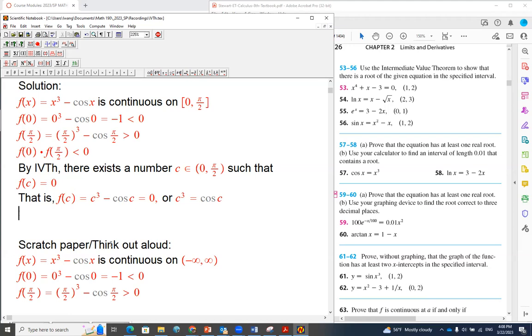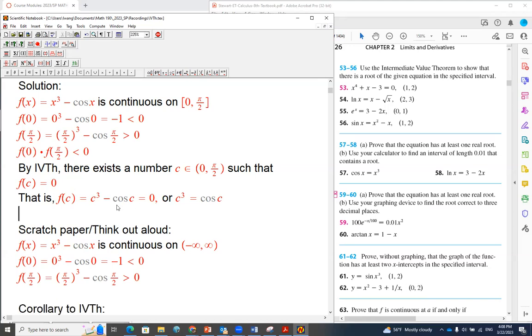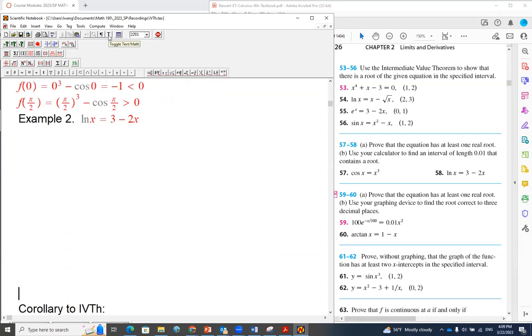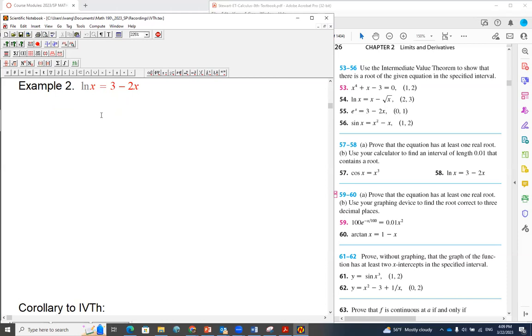Maybe I'll do 58. All right, example number 2. We have ln x equals 3 minus 2x. Take this opportunity to review ln x. We don't know the interval, and we know that we need to find that interval.